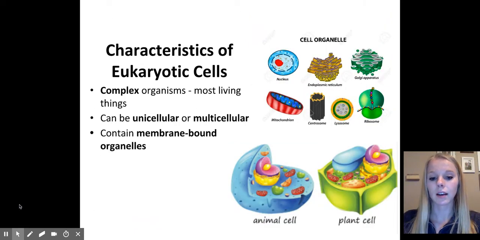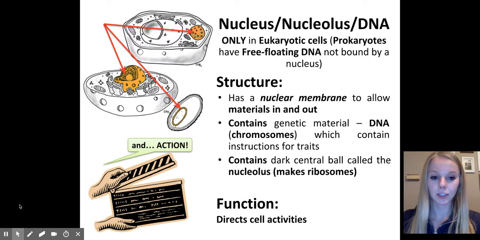Eukaryotic cells contain tiny working parts called organelles. Organelles literally mean tiny organ. They're small subunits of a cell that carry out a specific function. They're surrounded by membranes, so you'll often hear them referred to as membrane-bound organelles. Your 5th keyword is specific. So let's get into each of these organelles.